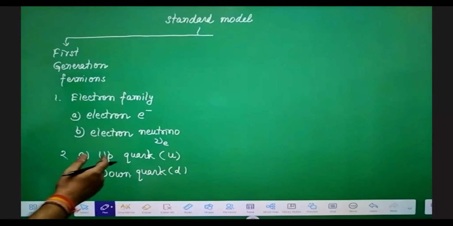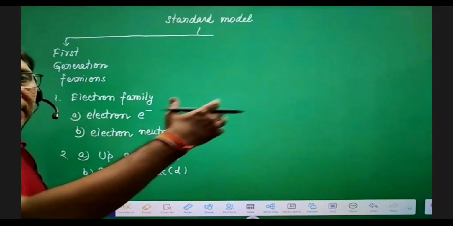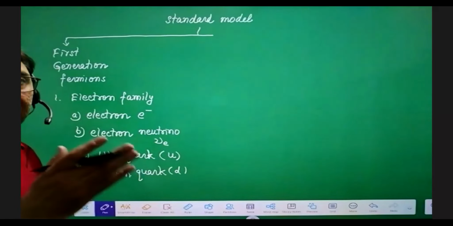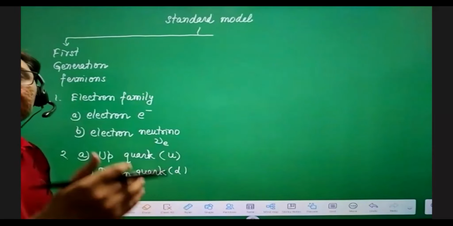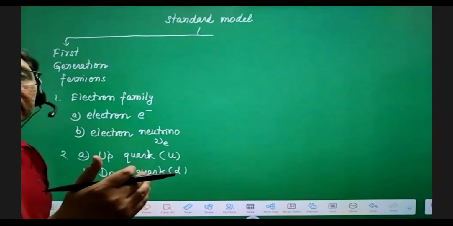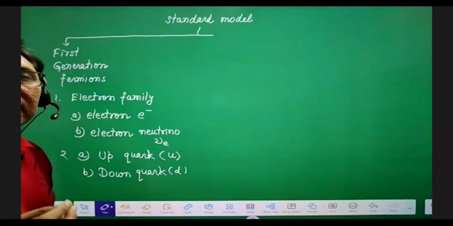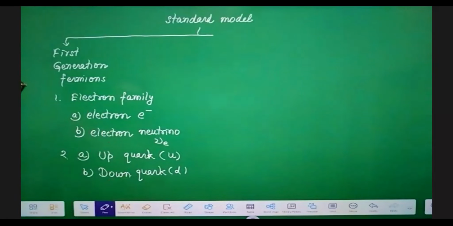So this first generation, what is the meaning of first? If someone asks you what is the meaning of first generation fermions, out of this classification, first generation fermions are the most stable fermions, and they are the lightest of all the three categories: first generation, second generation, third generation. Most of the atoms in this universe involve the electron family and these up and down quarks. So here they consist of these four particles.